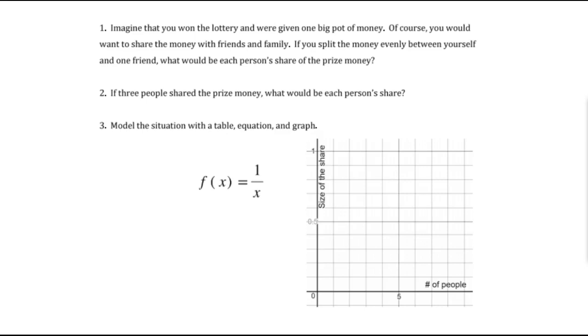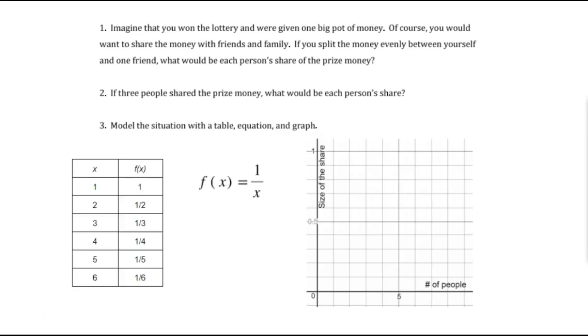If I make my table for that, I will have 1. If I only have one winner, there's only one prize. 1 divided by 1 is 1. 2 winners, each of us gets half the prize. 3 winners, 1/3 of the prize. 4 winners, 1/4 of the prize. 5 winners, 1/5 of the prize, and so forth and so on.